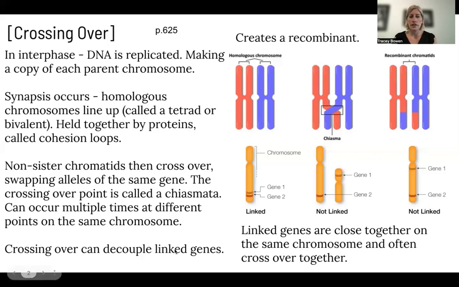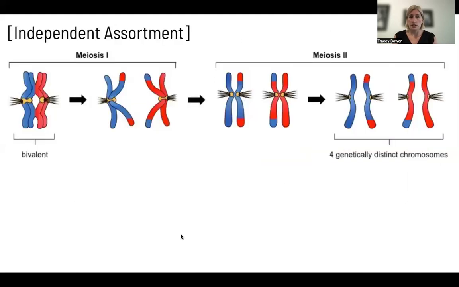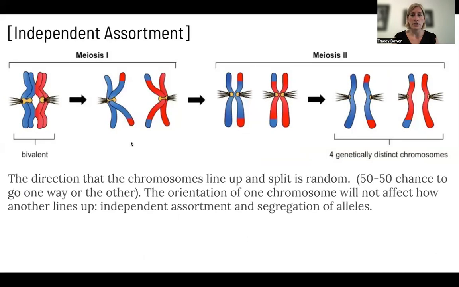And so crossing over can decouple linked genes. That means there could potentially be a break here between gene 1 and gene 2. It's potentially unlikely, but it could happen. And so that would decouple, meaning prevent them from being stuck together, linked genes. So crossing over creates variation in gametes, but so too does independent assortment.